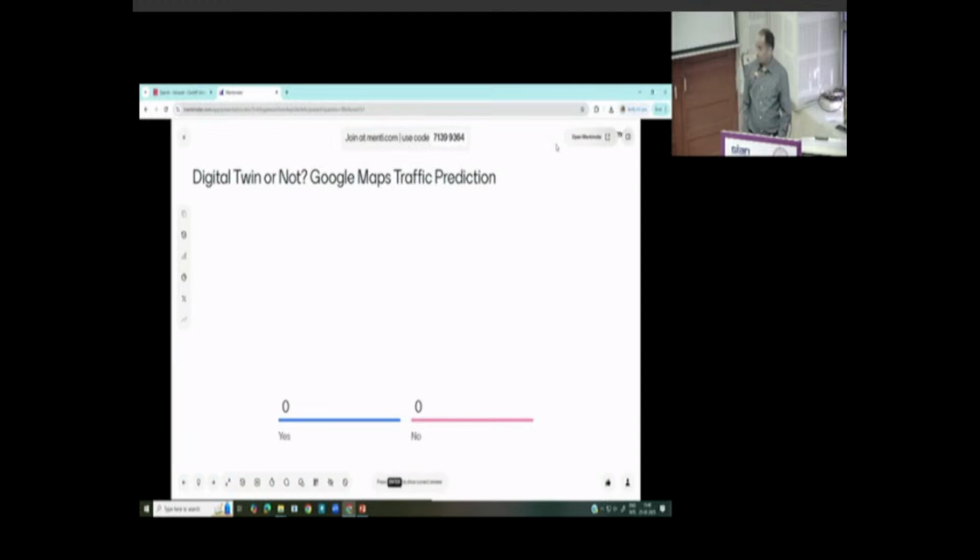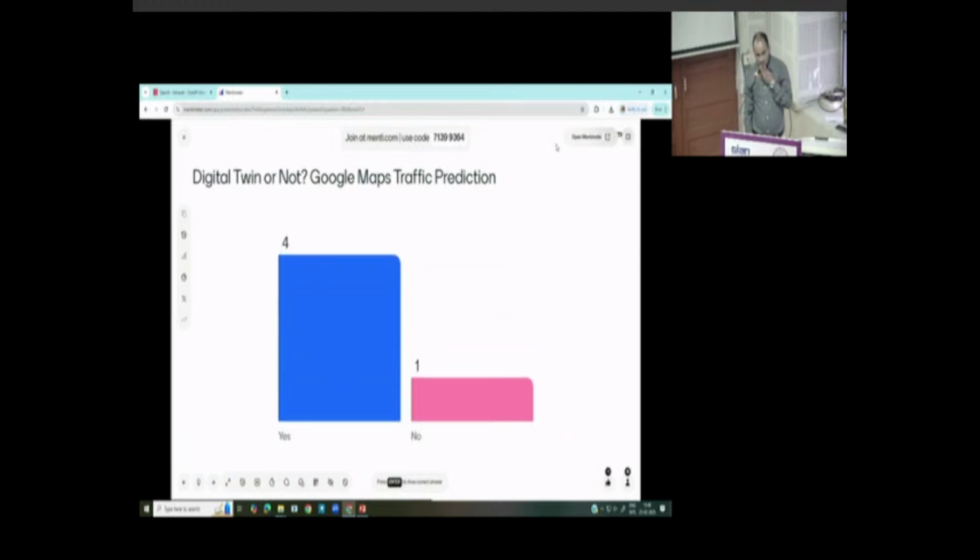Digital twin or not? Now I will give you some examples here, and you want to identify whether it is a digital twin or not. Okay. First one is Google Maps traffic prediction. Do you think that it is a digital twin or not? Google Maps traffic prediction.